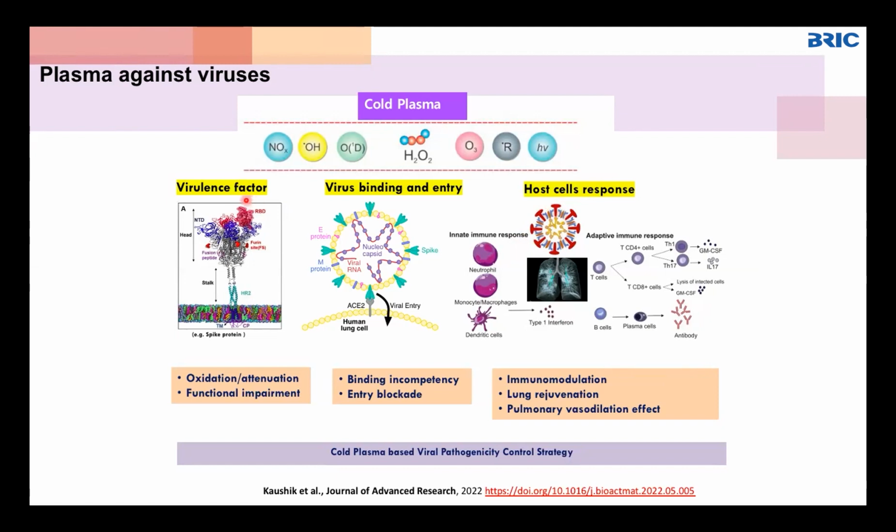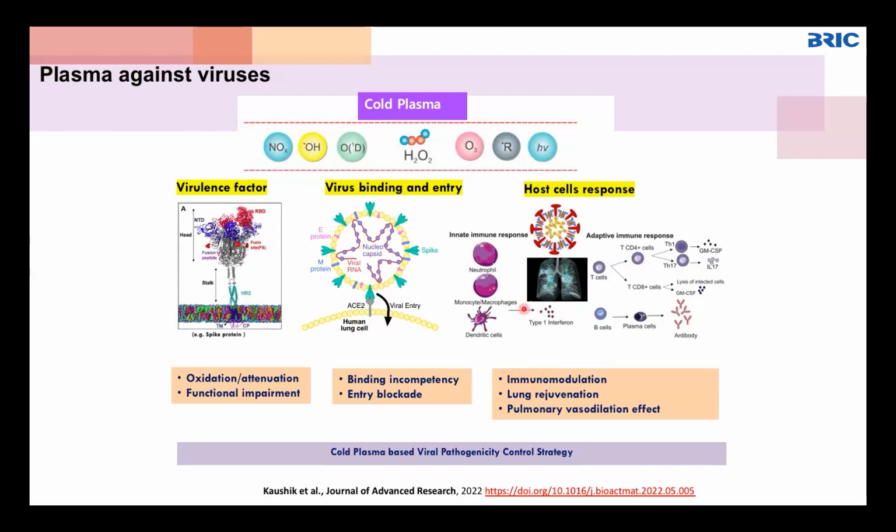So these were our three topics, and nowadays we are also working on these three topics. We are targeting virulence factors by oxidation or attenuation by plasma, or we are making them functionally impaired, so they cannot infect host cells easily. Second, we are also checking how we can stop these viruses from going to the human lung cells or human host cells. And third, we are working on the immunomodulation effect by plasma during virus infections.